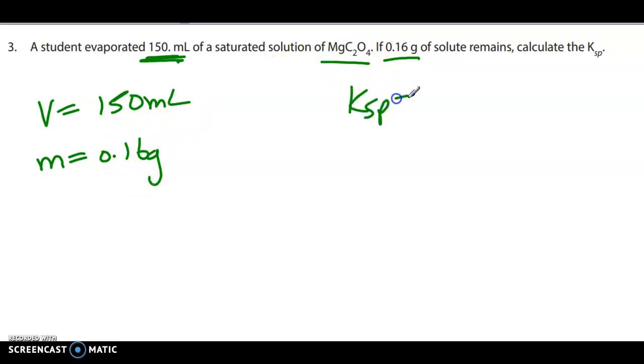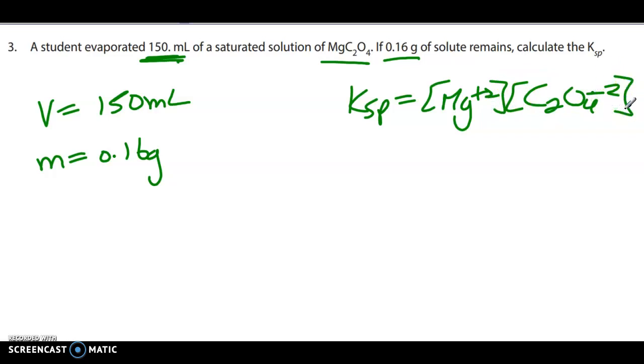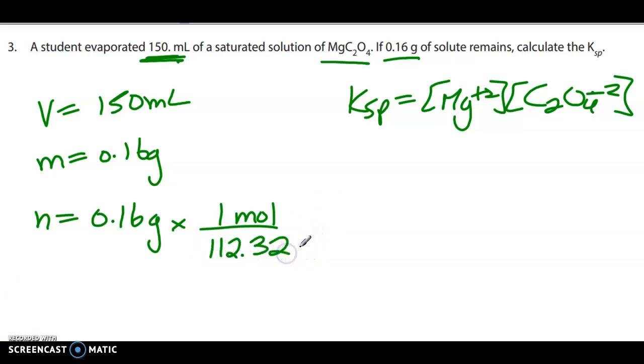So our Ksp expression, we might as well write this down. Magnesium, and then we have our oxalate, -2. Okay, so we're going to determine our concentration. So let's take a look. We'll do moles first. 0.16 grams divided by, or we can do this, 1 mole. And then we have our, I feel like we just found this, but it was for silver oxalate. So let's take a look for magnesium oxalate, the molar mass. Okay, so the molar mass here is 112.32 grams. So that's going to give us our mole value.